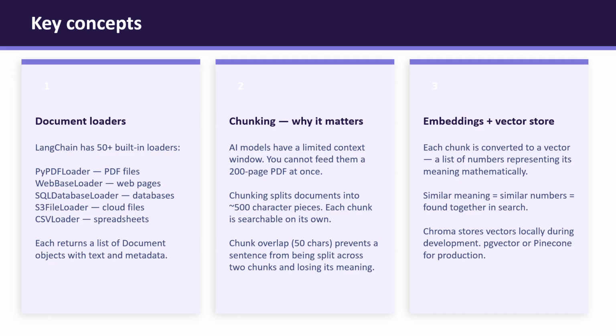So when you search the vector store with a question, it finds the chunks whose numbers are most similar to your question's numbers. This is called similarity search, finding things that mean something similar, not just things that contain the same keywords. The vector store is just a database that is optimized for this kind of number comparison.